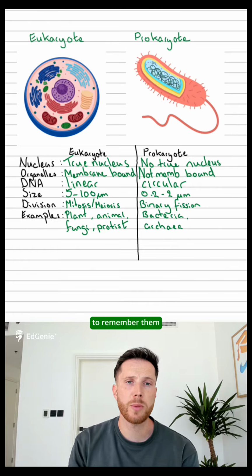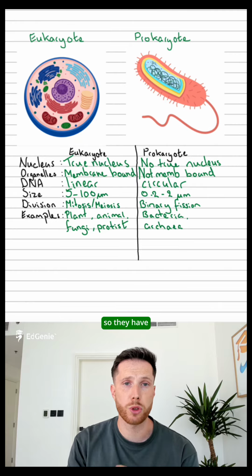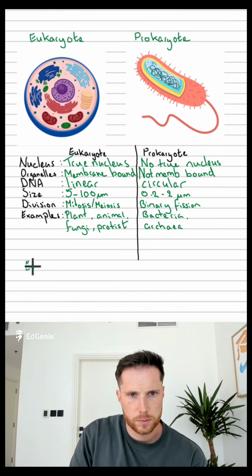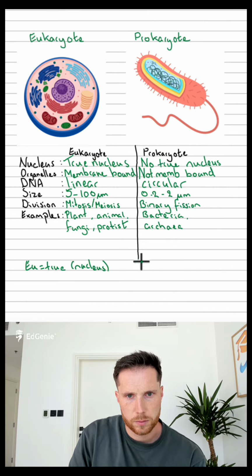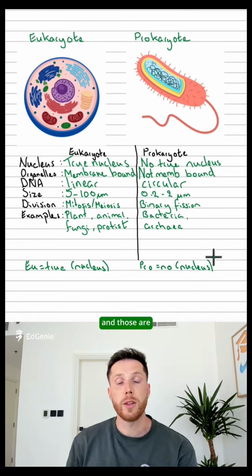One easy way to remember them is that U is like true, so they have a true nucleus in a eukaryote, and pro is like no, so a prokaryote has no nucleus. And those are the main differences.